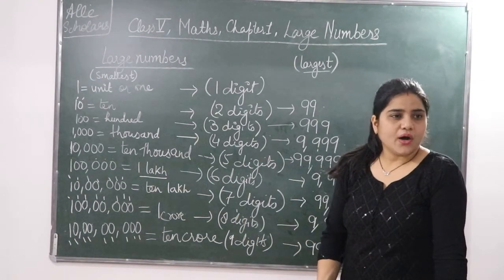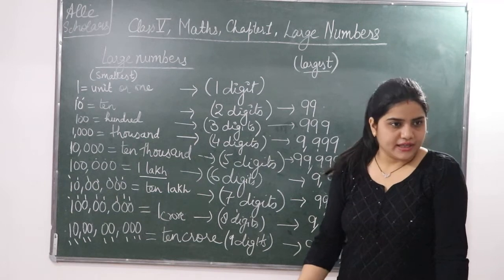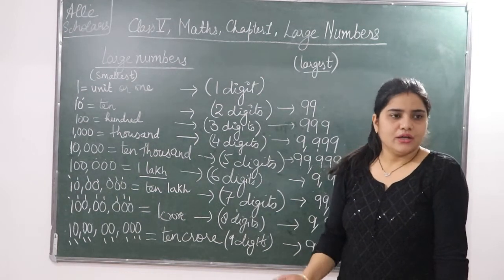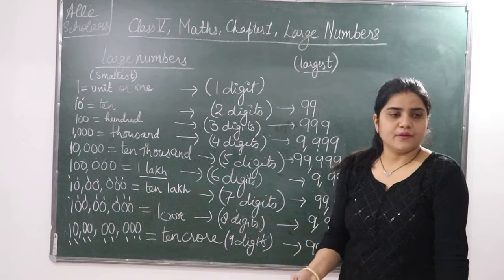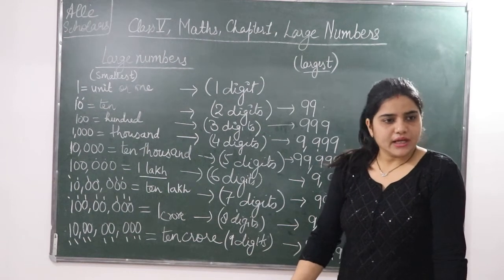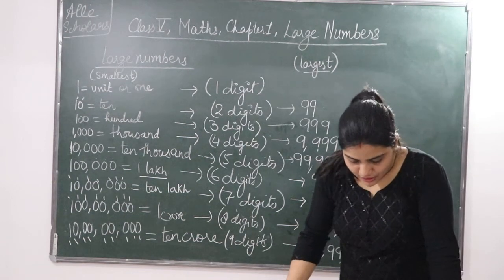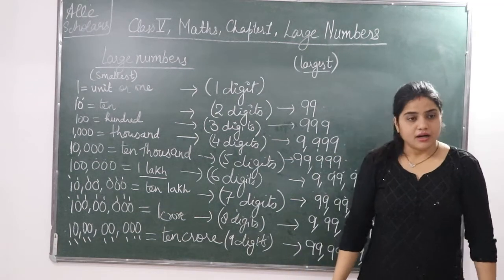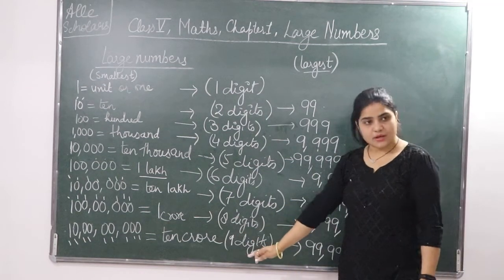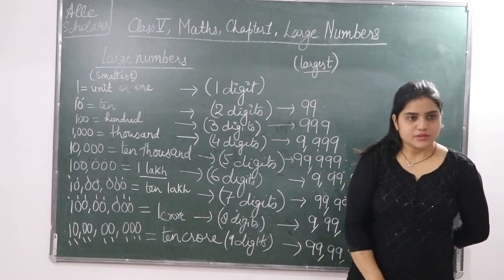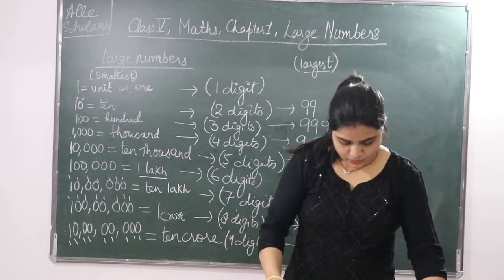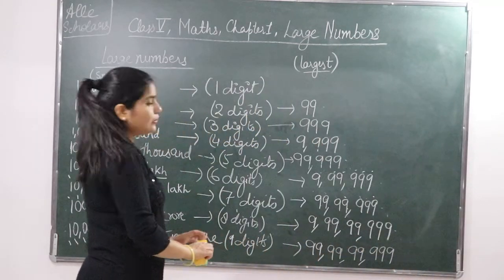But nowadays there is no practice of writing that. The modern counting has eliminated all these. So we don't write beyond, only up to 10 crores here. We are going to see that. Fine. So now we will see the place value number.